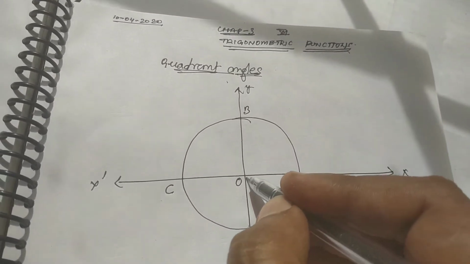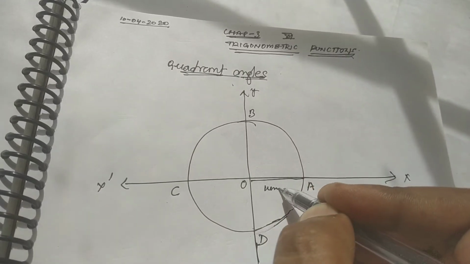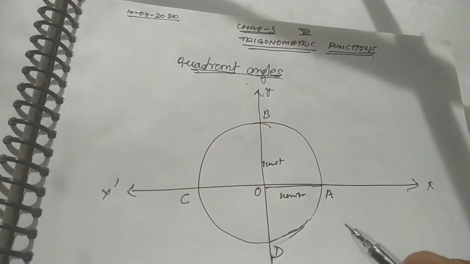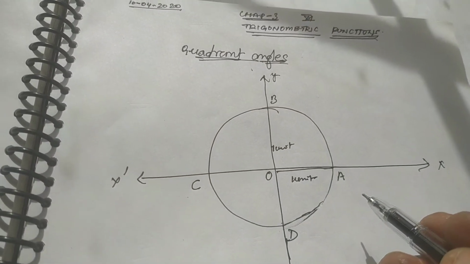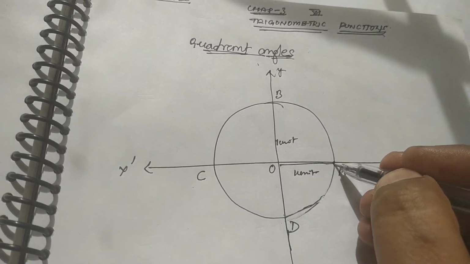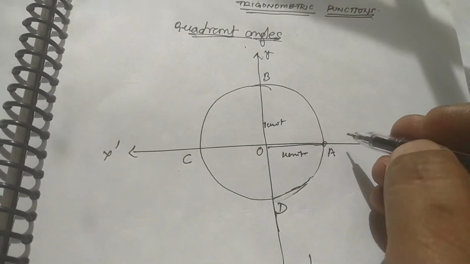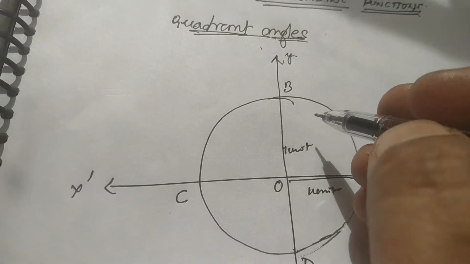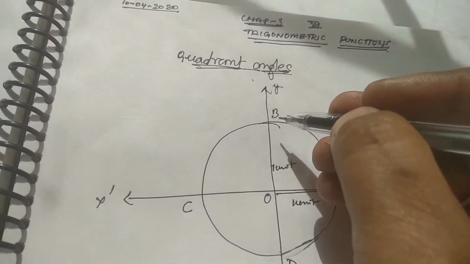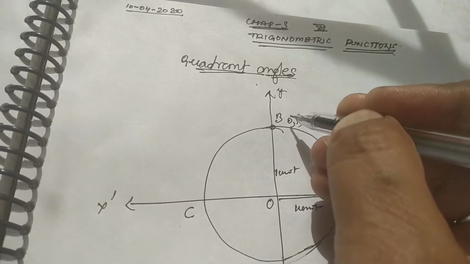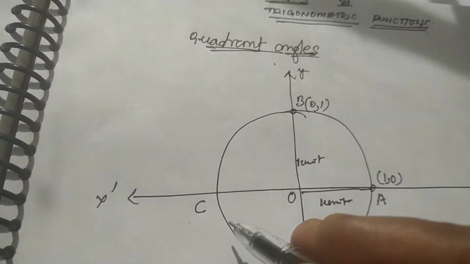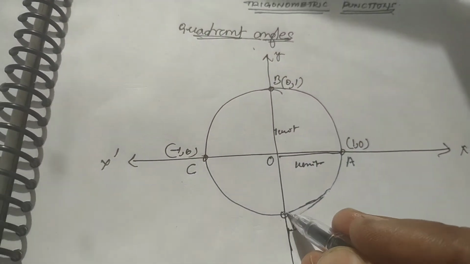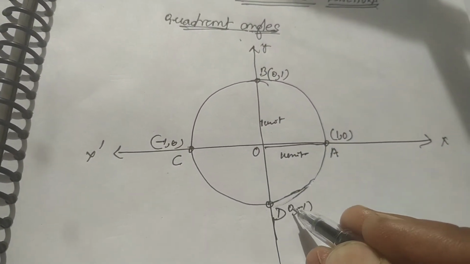So this is a unit circle, with radius 1 unit. What will be the coordinates of point A? A is (1, 0), the coordinates of B are (0, 1), C is (-1, 0), and point D is (0, -1).